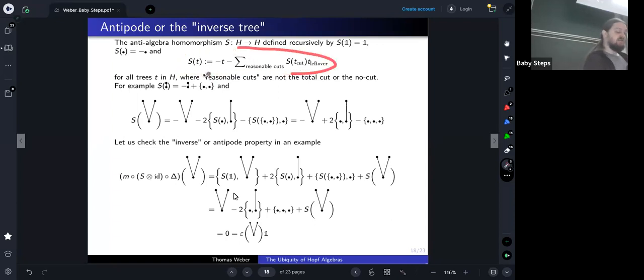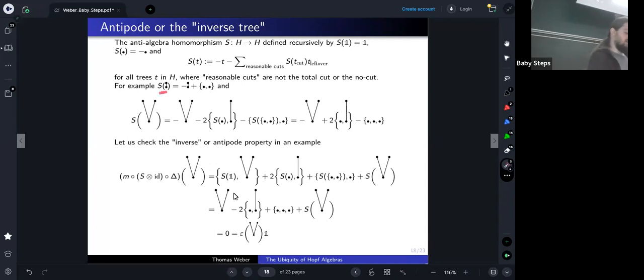This means take the same tree with a minus sign, minus the sum over all reasonable cuts of S of the tree that we cut times the leftover tree. I will tell you what a reasonable cut is. A cut is a reasonable cut if it's not the total cut and not the no cut. So all cuts that actually do something and do not cut all of the tree are reasonable cuts. Good, let's see it in examples.